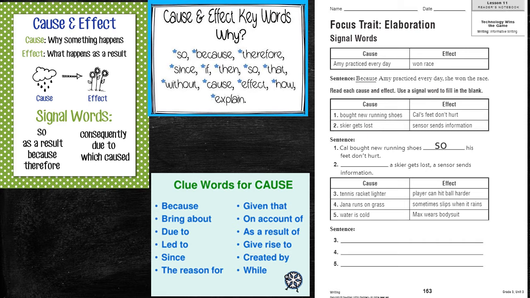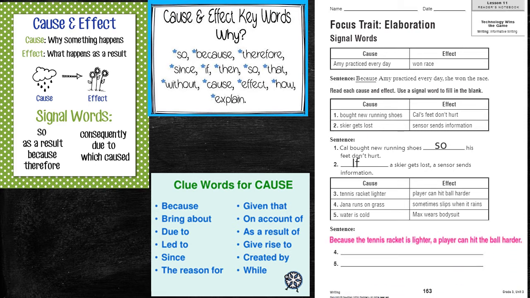Great. I'm assuming that you've tried. Blank, a skier gets lost. A sensor sends information. What do you think is going to be the signal word here? If a skier gets lost, a sensor sends information. That's right. If is your signal word. If a skier gets lost, a sensor sends information. So that's what's going to happen, the effect if the skier gets lost. Good job, grade 3. I want you to try making sentences and putting in the signal word right here for sentences 3, 4, and 5. And once you're done, do share your answers with us.